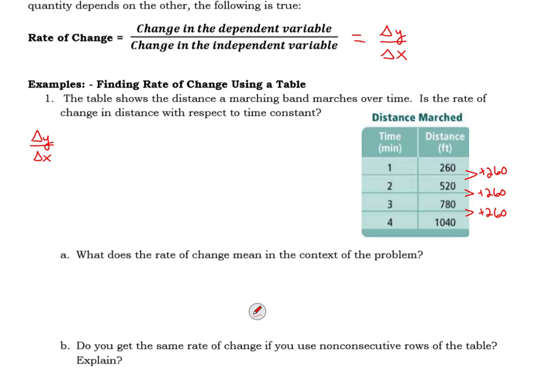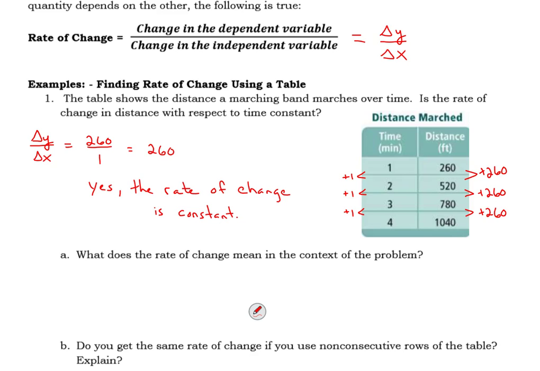So the change in y is 260. Then we look at the change in x, and each x value is going up by 1 each time. So the change in x is 1, making the rate of change 260. So is the rate of change in distance with respect to time constant? Yes, the rate of change is constant. Each change in y over change in x, we always got 260.